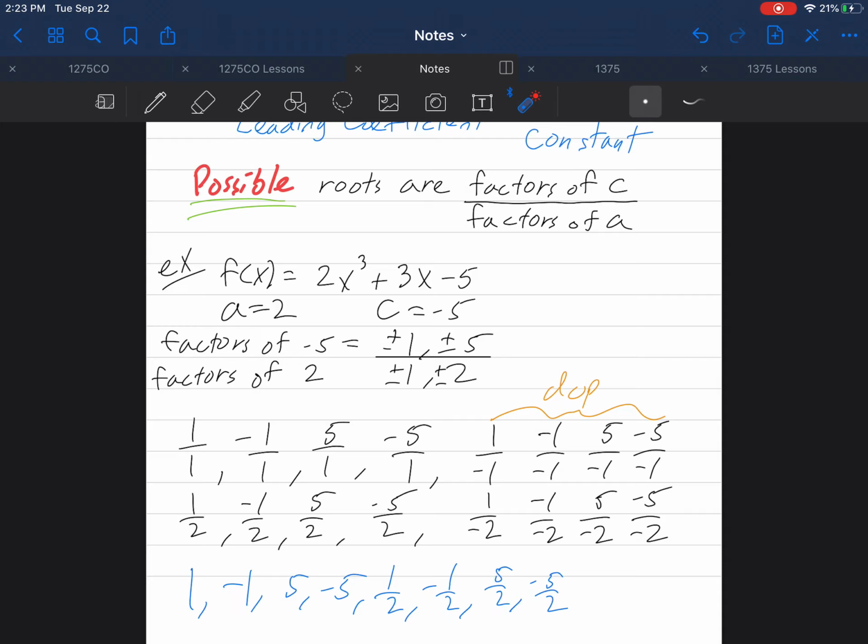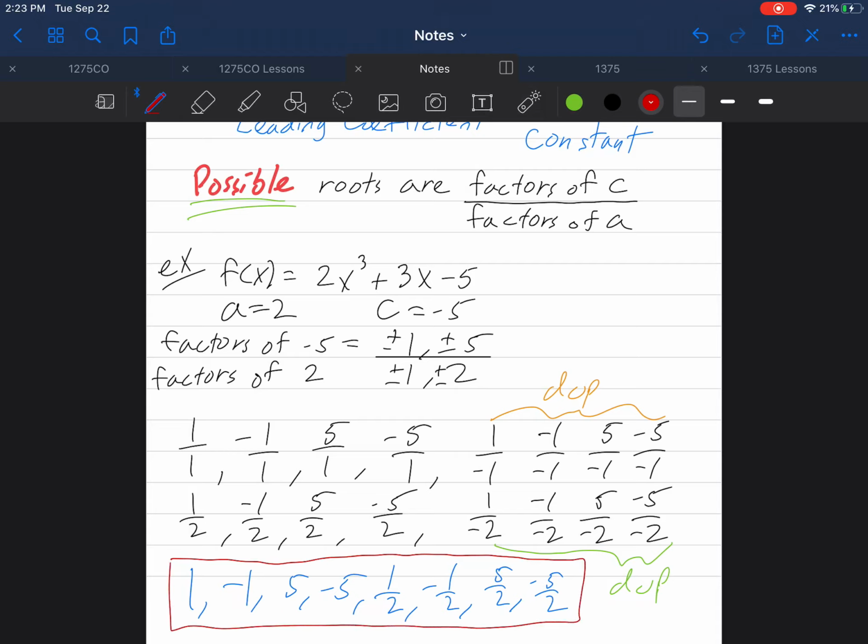And let's look at the next half of this row, -1/2. We got that there. This will evaluate to a +1/2. That's over there. 5 over -2. That's a -5 over 2 right there. And negative over negative is a positive, so this is covered already. So in fact, also duplicates here. So these are all the possible roots. These are all the possible rational roots.